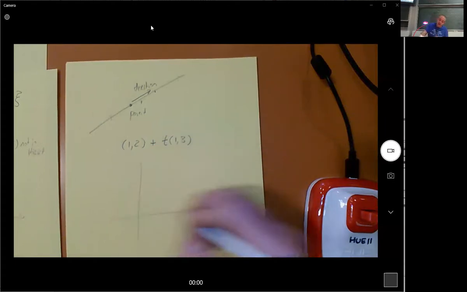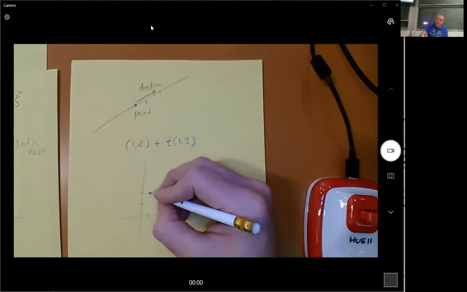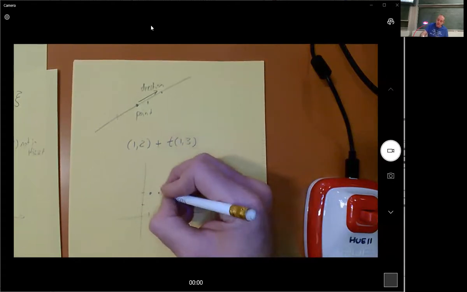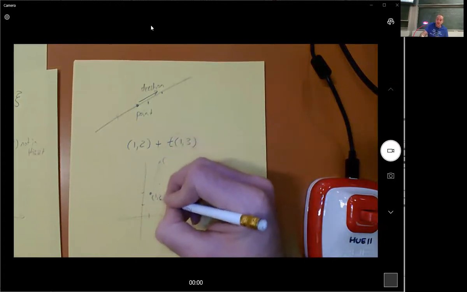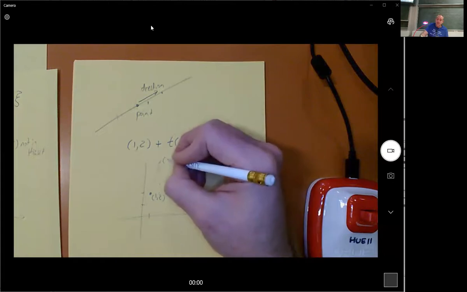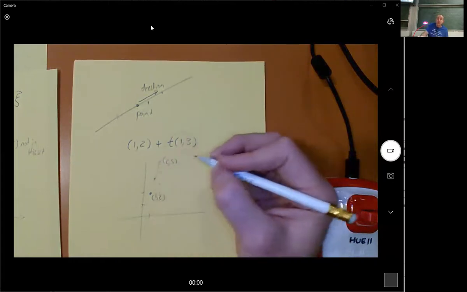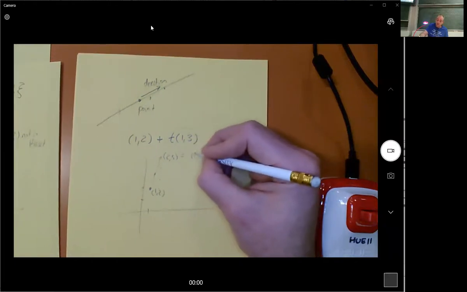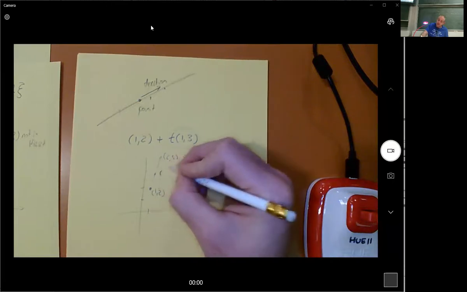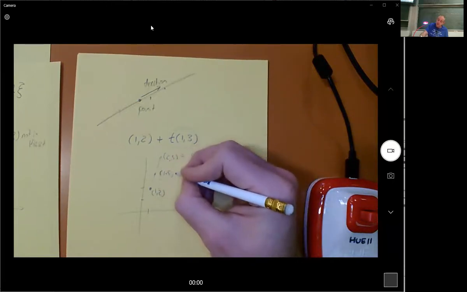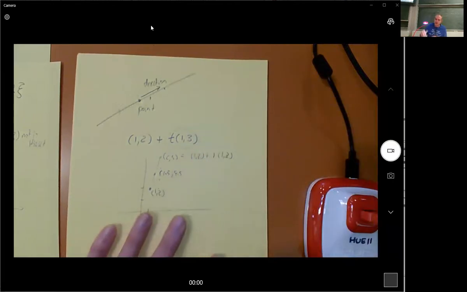So this is saying that I have the point 1, 2. And then I can go from that point any multiple of the journey 1, 3. So I could go 1, 3 and end up at this point, which is 2, 5. Or I could go half of 1, 3 and end up at this point. So this is 1, 2 plus half of the 1, 3, which would be 1.5, 4.5. Is that right? No, not 4.5. 2.5.